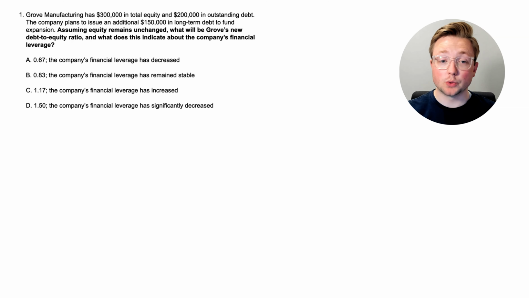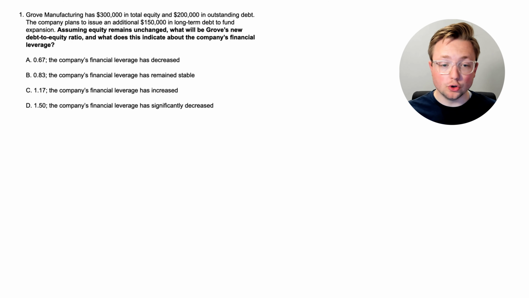Grove Manufacturing has $300,000 in total equity and $200,000 in outstanding debt. The company plans to issue an additional $150,000 in long-term debt to fund expansion. So again, assuming that the equity doesn't change, what's the new debt to equity ratio and what does that mean about the company's leverage? So let's go through the options.